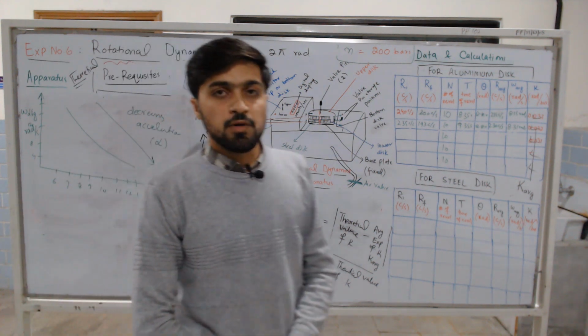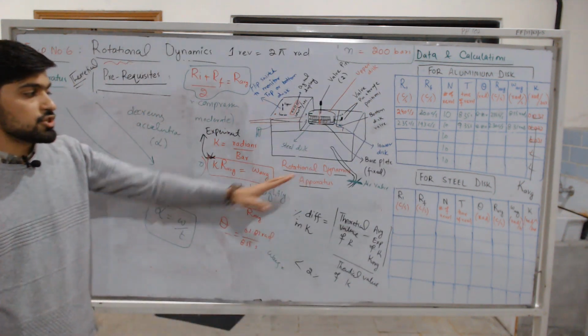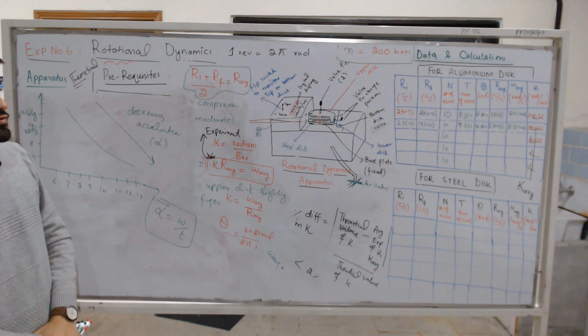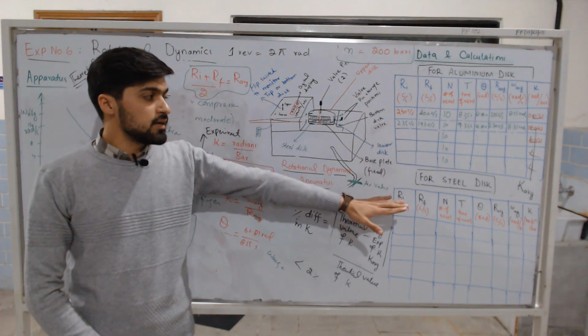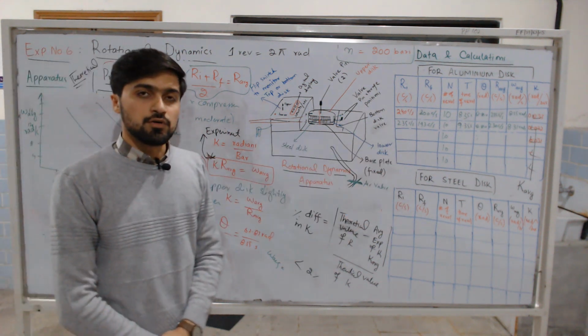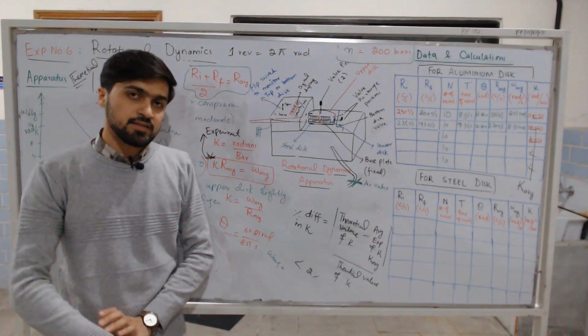So this was all about our today's experiment, the rotational dynamics. This was the rotational dynamics apparatus, and the purpose was to study the angular velocity of the aluminium disc and the steel disc. We will practically demonstrate it in the second part.